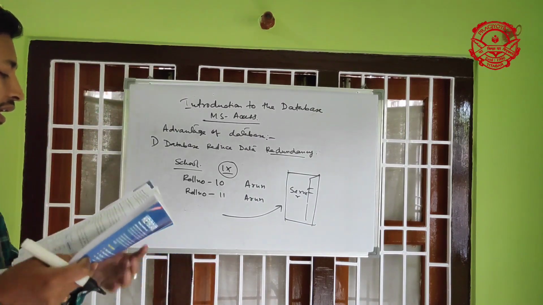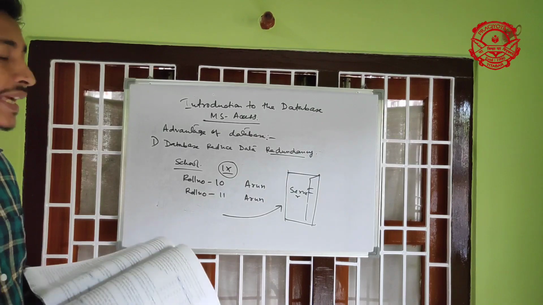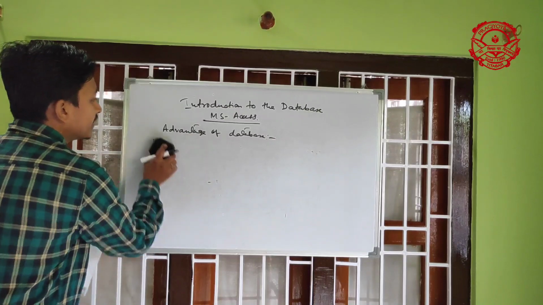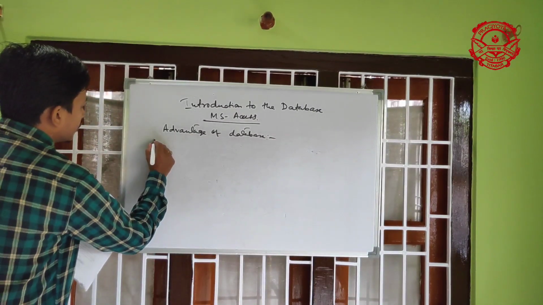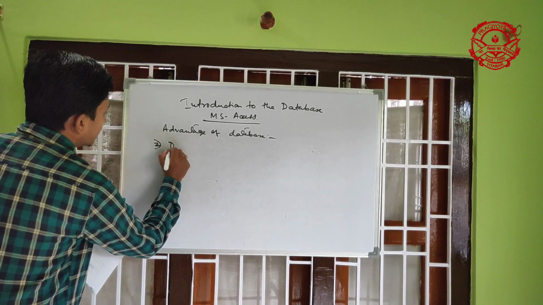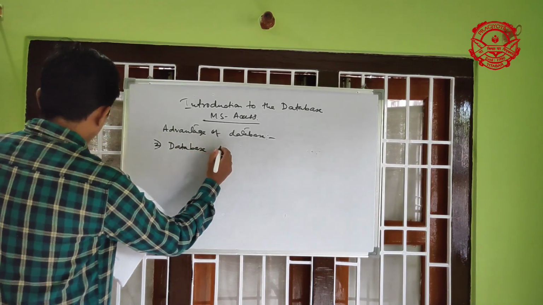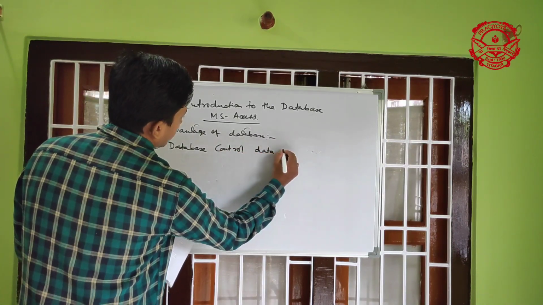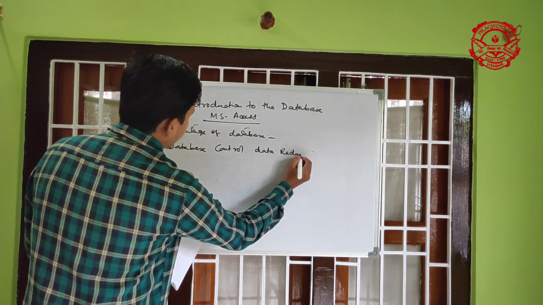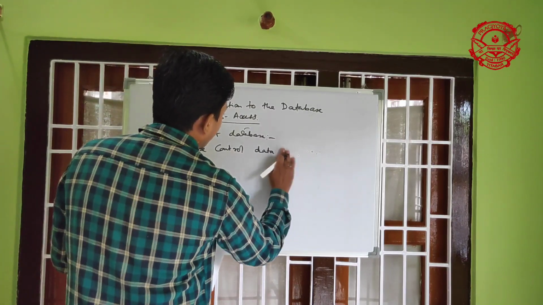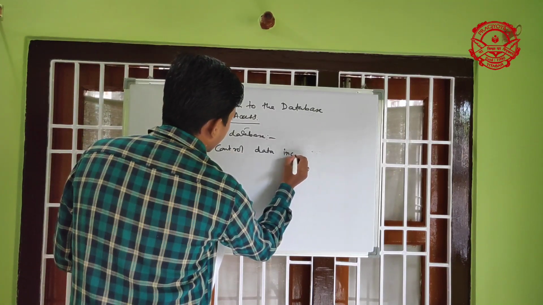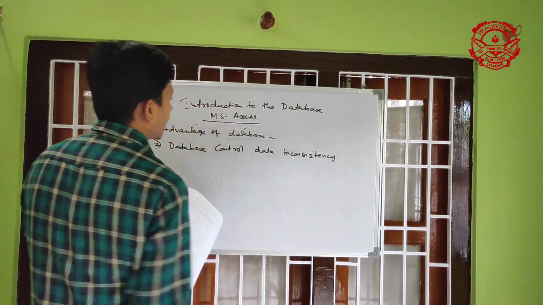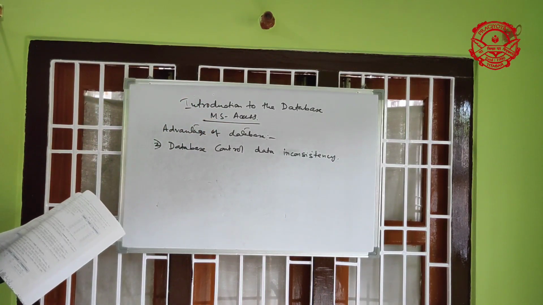Next, the database controls data inconsistency. The next advantage is that it will control data inconsistency. It will reduce the data inconsistency.